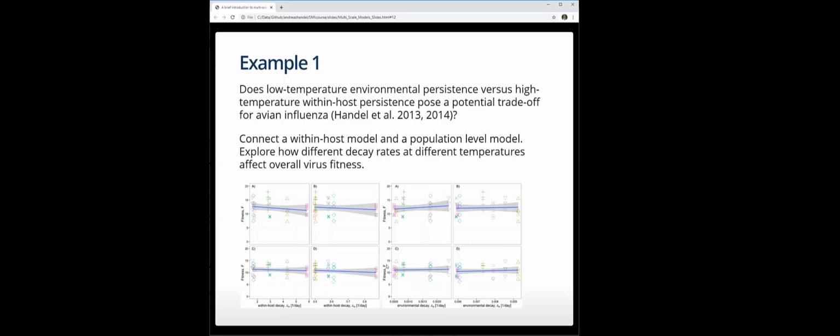And if you coupled that, what would you see? There are just some figures here pulled from one of the papers that show the decay within the host or the decay in the environment and how that relates to fitness there. Overall, from the data, we actually found there wasn't much of an impact of these parameters on the fitness.